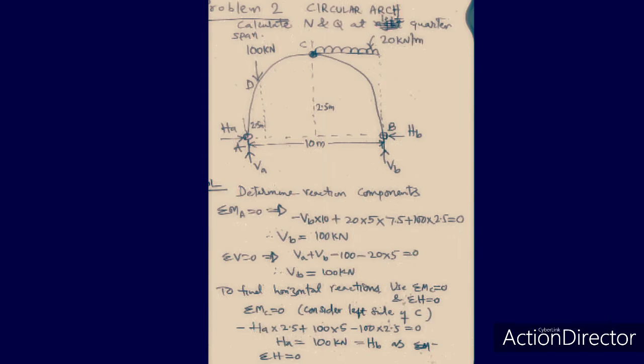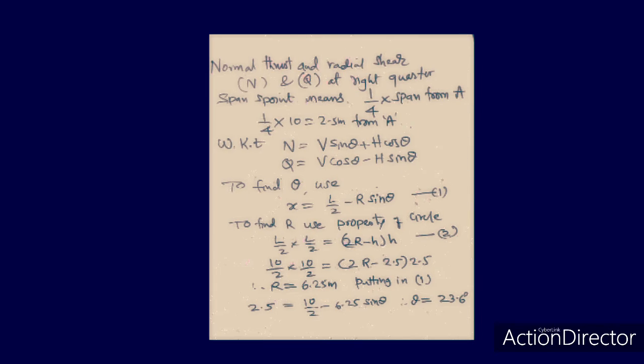So moving on to the normal thrust and radial shear calculations. You can see here N and Q. In this one, the major thing that you should understand is how you calculate V and H in this formula. You can see this V and H in this formula. That is important here. Usually there will be some slight confusion in that one.